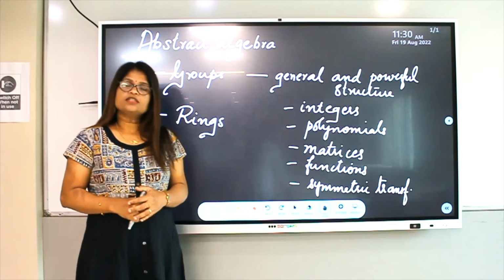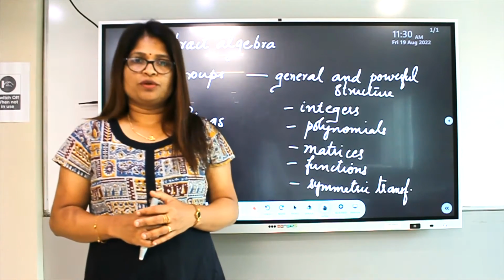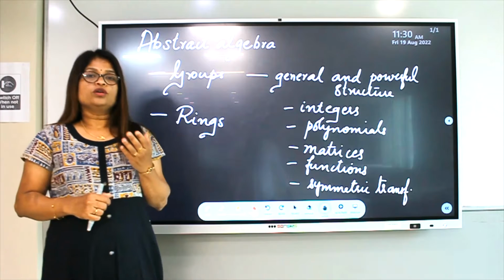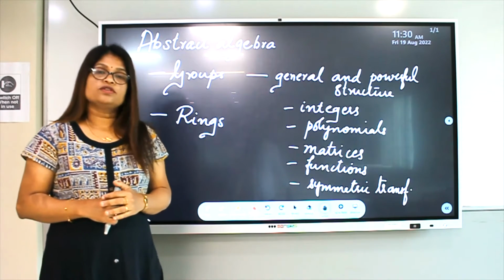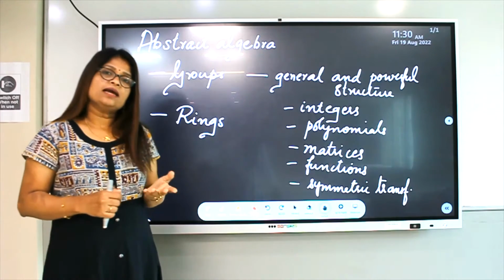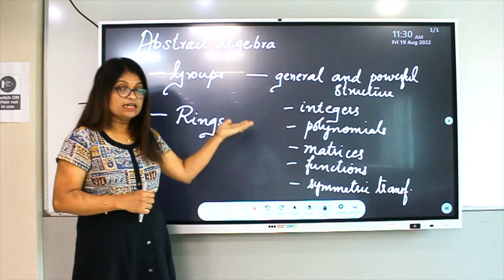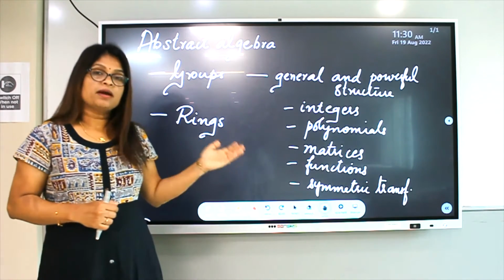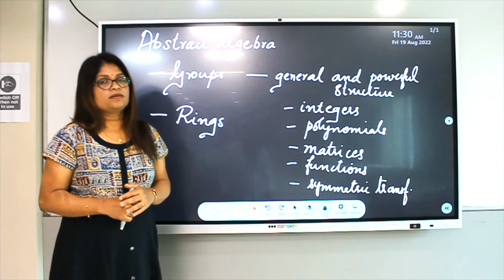The course of abstract algebra actually starts with the study of groups. You have seen what groups are. Groups is a very general and powerful structure, and it mainly encompasses different sets like integers, polynomials, matrices, functions and symmetric transformations.